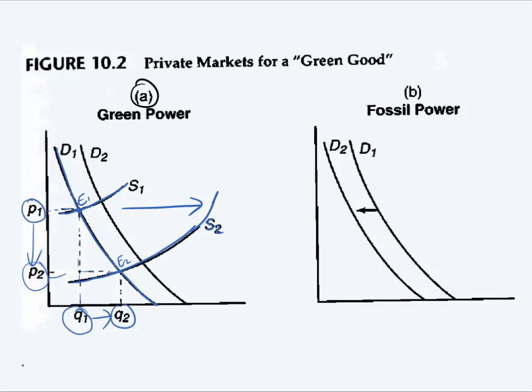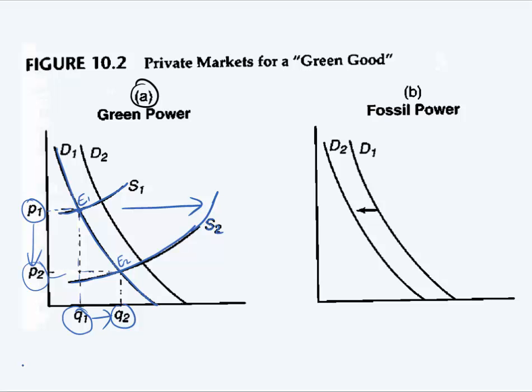Now obviously you'd know that green power or fossil fuel power is substitutes. So you either have fossil fuel power, for instance in South Africa you can be on the grid getting power from Eskom, or green power, you can have a solar panel on your roof that generates your own electricity.